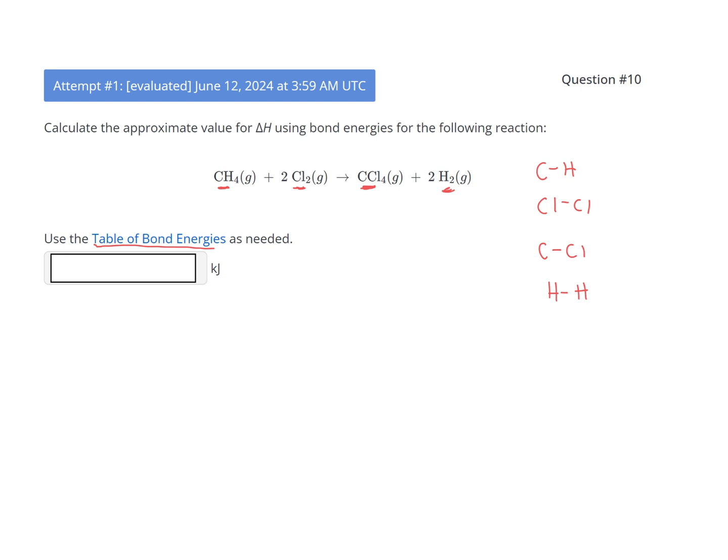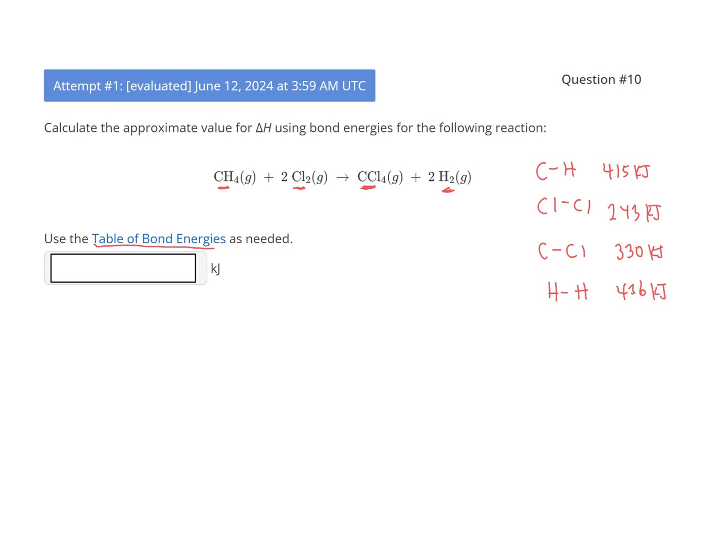And so when we go and look up the energy from that table provided, we see that a carbon-hydrogen bond is about 415 kilojoules. A chlorine-chlorine bond is 243 kilojoules. A carbon-chlorine bond is 330 kilojoules. And a hydrogen-hydrogen bond is 436 kilojoules.